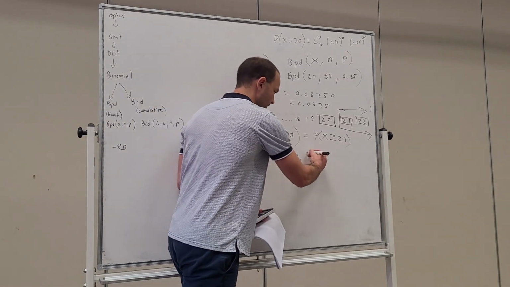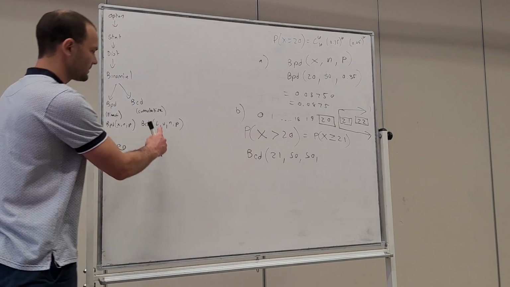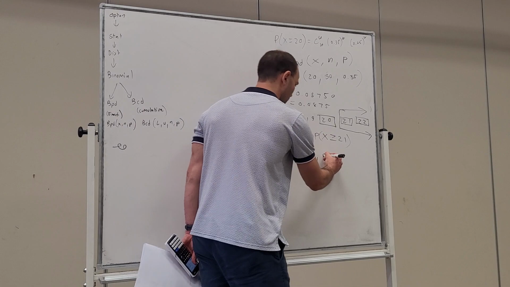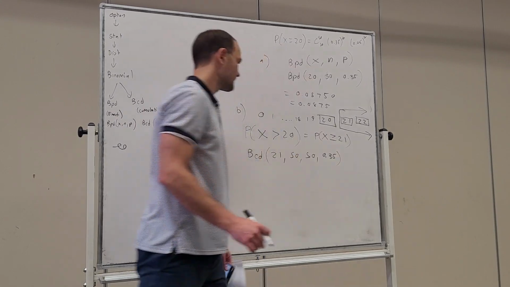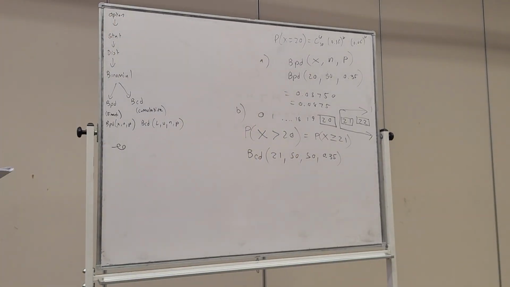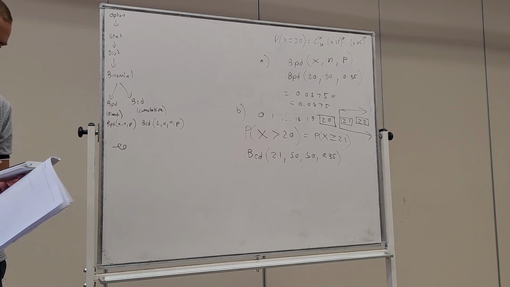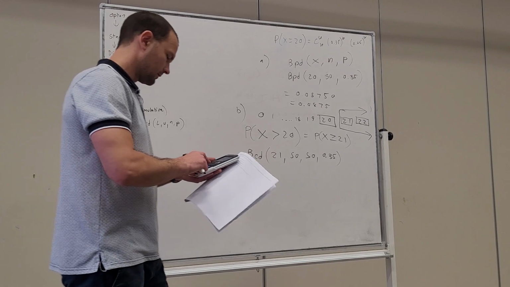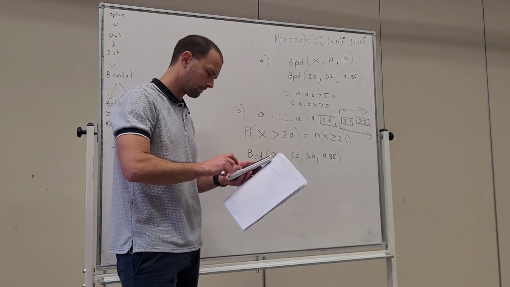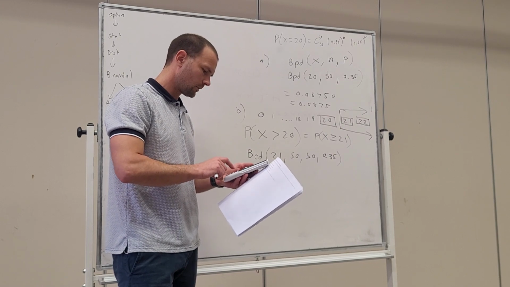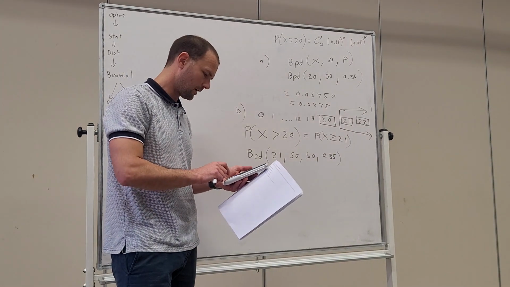Number of trials, 50. I've typed it in here. Lower boundary, upper boundary, number of trials, and probability of success. That's the syntax we're putting into our calculator. So B, C, D. Option, stack, distribution, binomial, B, C, D. 21, 50, 50, 0.35.